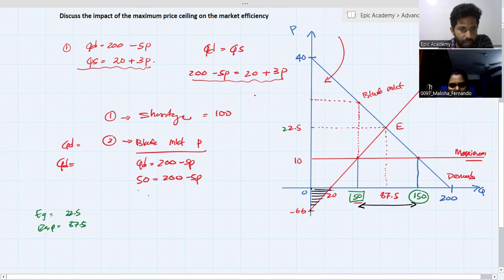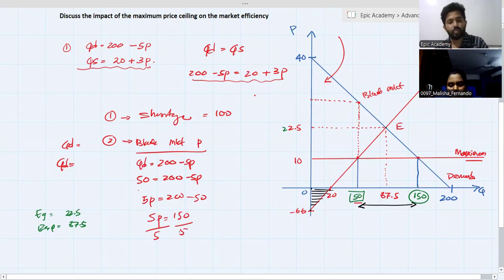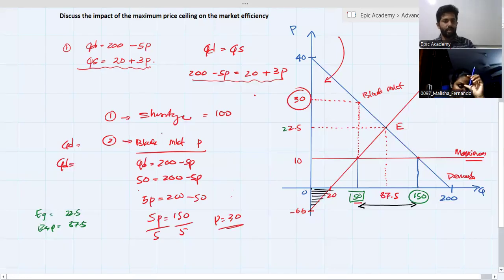So we are going to change the sides. 200 minus 5P becomes plus, and 50 becomes minus. 5P equals 150. So then 150 divided by 5 is just 30. So price equals 30. So this is the black market price, 30. Okay, calculate it. Black market price.